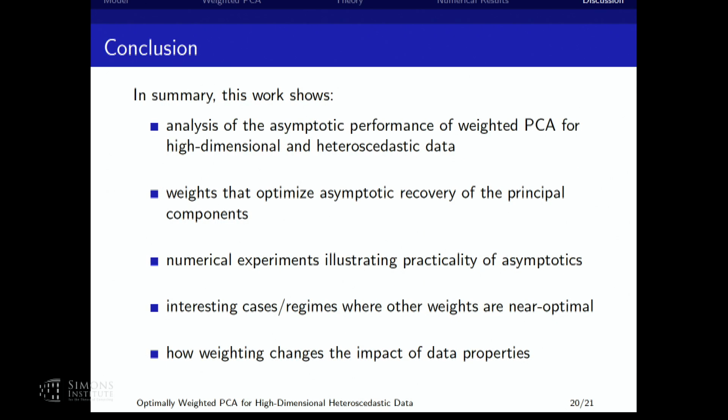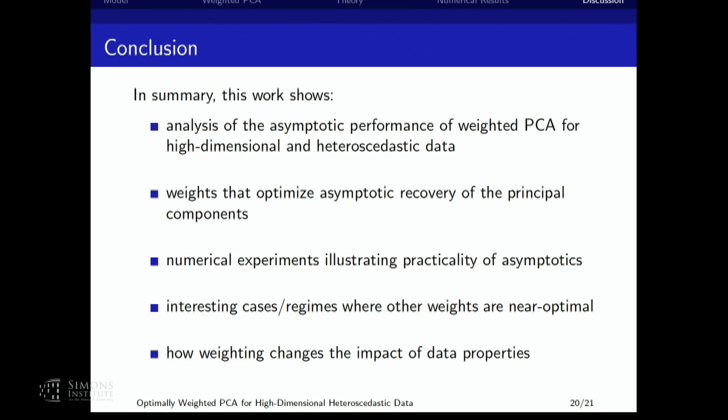Okay, so in conclusion, I showed an analysis of the asymptotic performance for weighted PCA in high-dimensional and heteroscedastic data. We can use that prediction in order to find weights that optimize that recovery. And those weights turn out to be quite simple, very interesting, and allow us to draw a lot of really interesting conclusions about adding noisy data and having certain proportions of data in the particular case where you want to do principal component analysis.